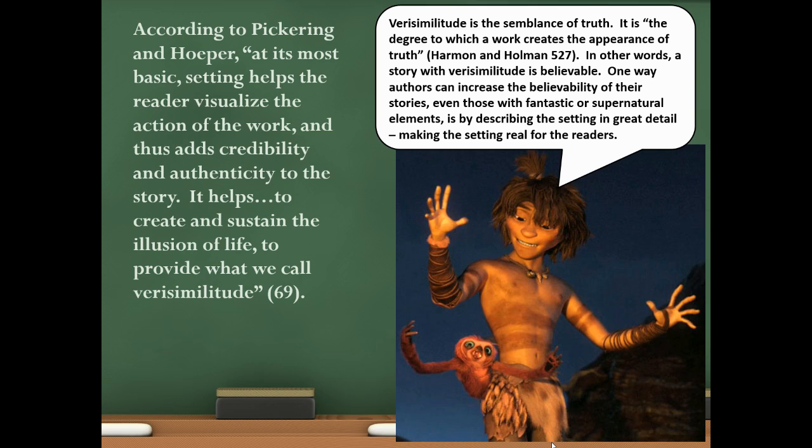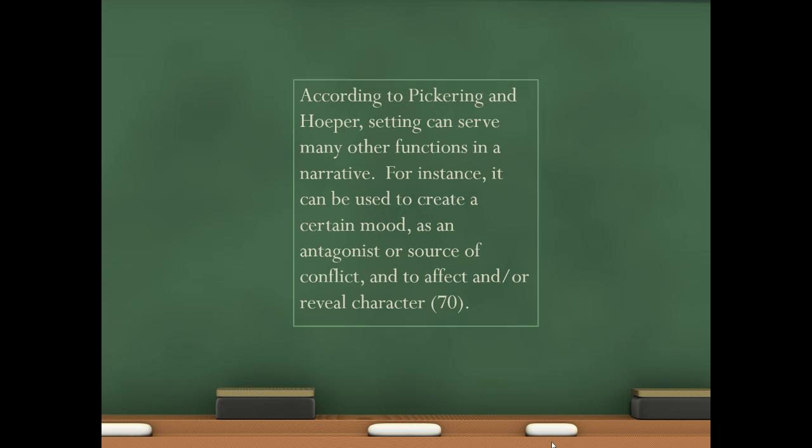And authors will try to create verisimilitude in different ways. One way authors can increase the believability of their stories, even those with fantastic or supernatural elements, is by describing the setting in great detail, making the setting real for the readers. Also, according to Pickering and Hopper, setting can serve many other functions in a narrative. For instance, it can be used to create a certain mood, as an antagonist or source of conflict, and to affect and or reveal character.